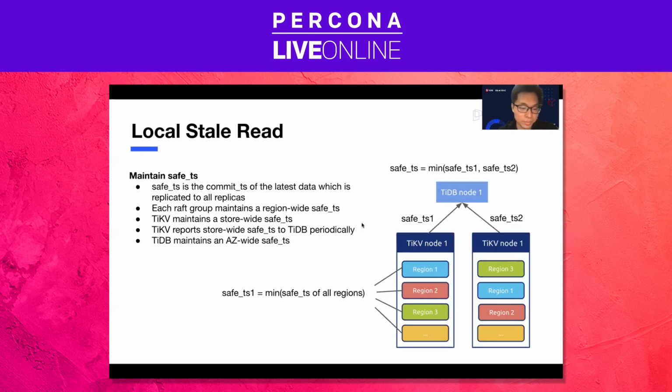Let's see how it works. To determine the start TS, we need to maintain safe TS at first. Generally, safe TS is the commit TS of the latest data which is replicated to all the replicas. Each raft group maintains a region-wide safe TS, and each TiKV instance maintains a store-wide safe TS. In this picture, there are 4 regions, and the store-wide safe TS is the minimum safe TS of all the regions. Then any snapshot after the store-wide safe TS can be read immediately.